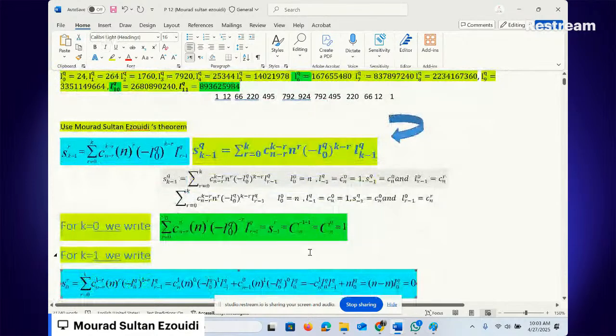Now I'm going to proceed and use the theorem of Murat-Sultan-Ezouidi. This is the theorem. It relates the coefficients of the new 12-degree equation with the coefficients of the original 12-degree polynomial equation. The coefficient of the original is Lk minus 1, and the coefficient of the new 12-degree polynomial equation is written in terms of Sk minus 1 of 42.